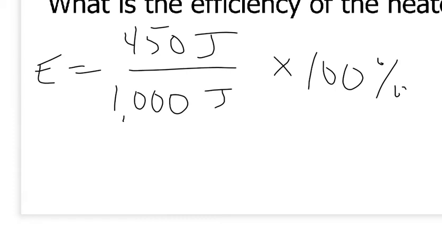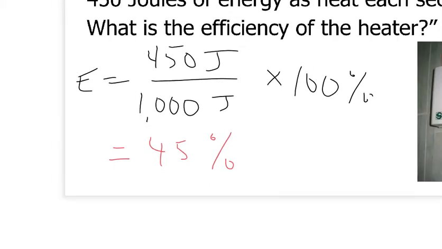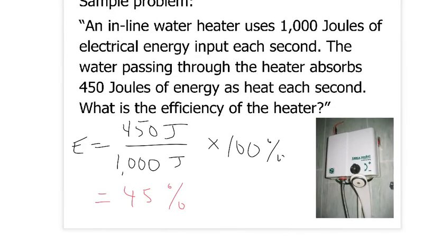All right, and I will write the answer here in red. So 450 divided by 1,000, you're going to get 0.45. And then multiply that by 100% gives us 45% efficiency. All right, so if this was a real example, you would have a heater that is 45% efficient at converting electrical energy into heat energy in your water. All right, that's really it. That's the basic idea of efficiency.